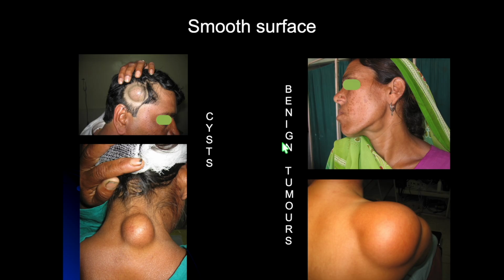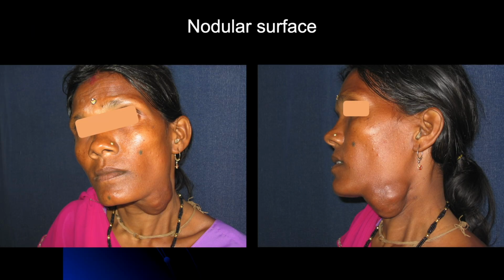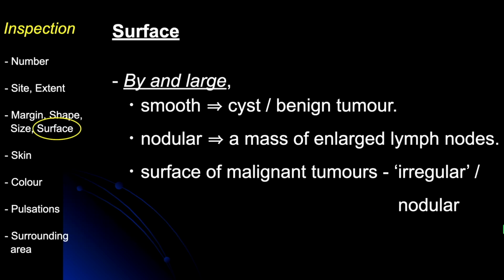This one in the scalp, this one on the nape of the neck. They were sebaceous cysts. And these were benign tumors. This one arising from submandibular salivary gland, and this one a lipoma on the right scapular region. A mass formed by multiple enlarged lymph nodes often has a nodular surface. The surface of malignant tumors may be irregular or nodular, though this is not a rule again.